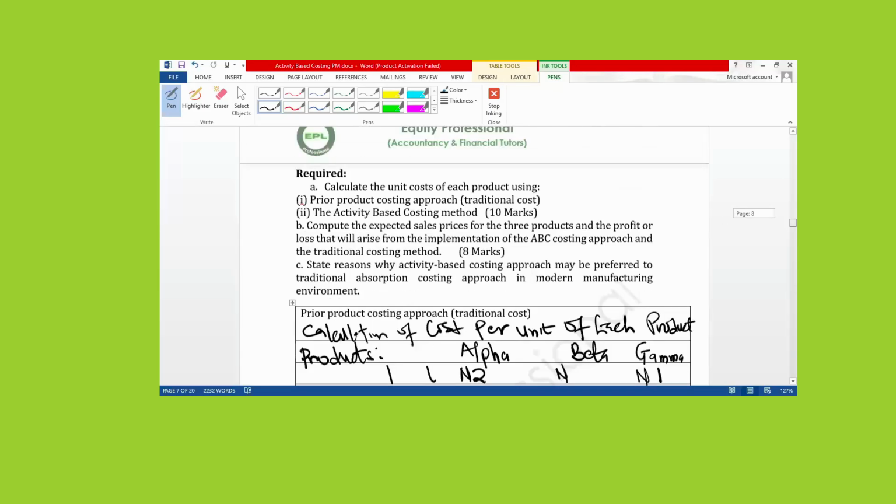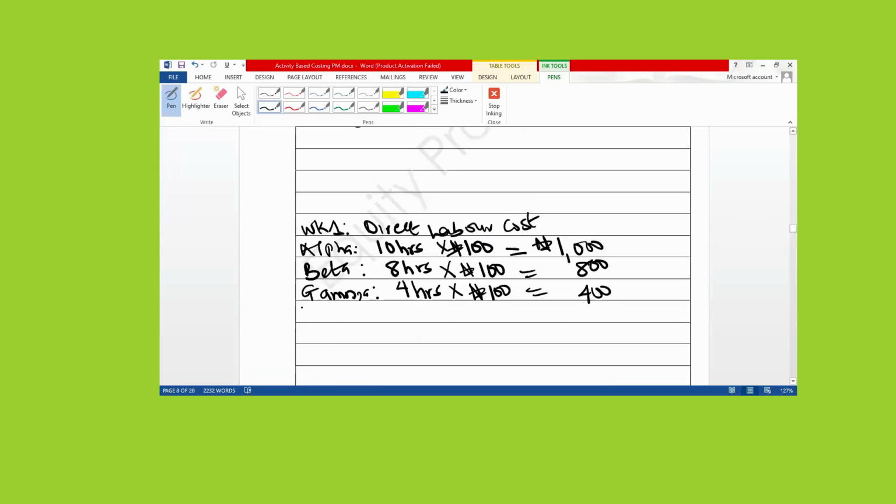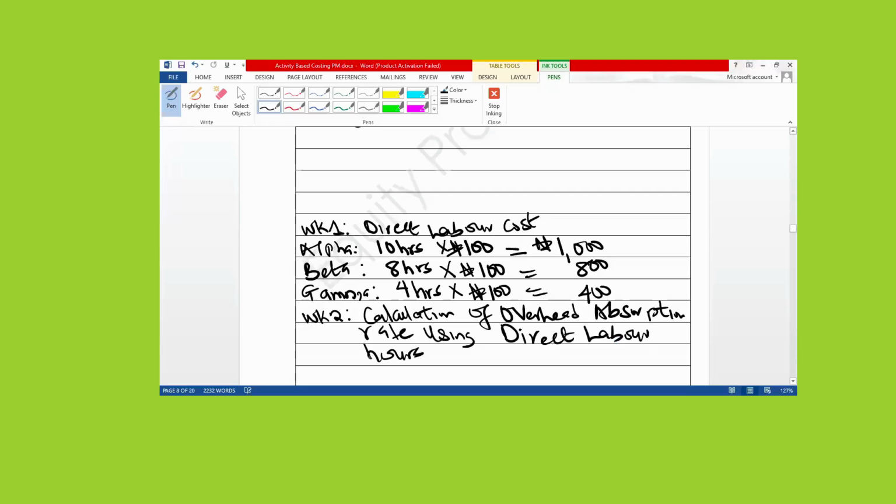Look at it. Working 2. Calculation of overhead absorption rates using direct labor hour. Examiner says overhead is allocated using direct labor hour.